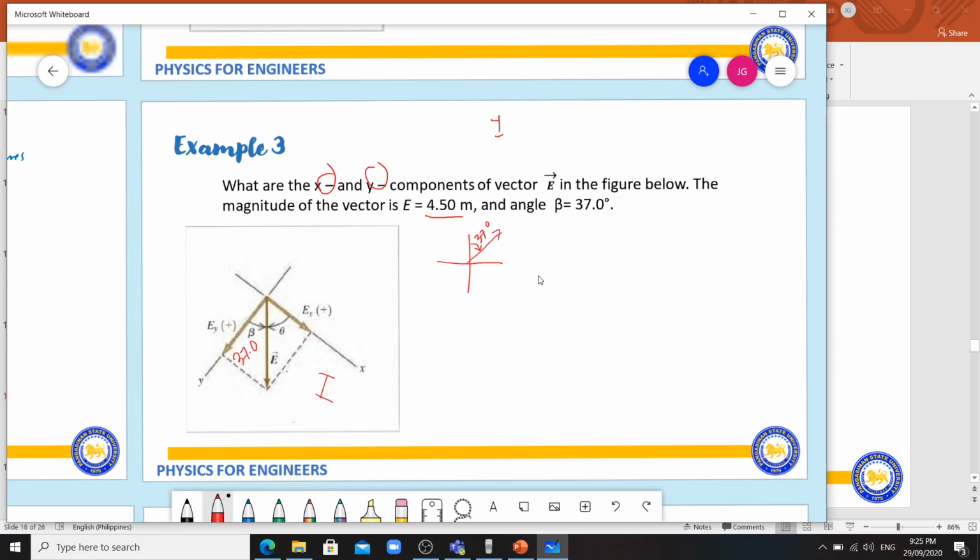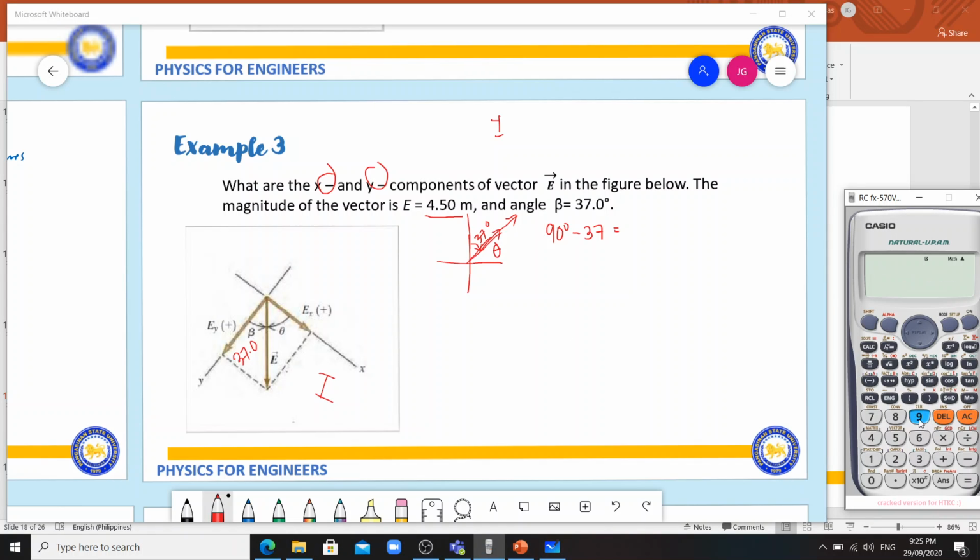So, ang gagawin natin, we need to know this theta. Kung ano yung theta na yun, syempre, from 90 degrees minus 37. So, 90 minus 37, that is equivalent to 53. So, ang pwede natin gamitin ay 53 degrees. Positive na siya kasi counterclockwise, di ba? So, dahil counterclockwise, positive. Okay?